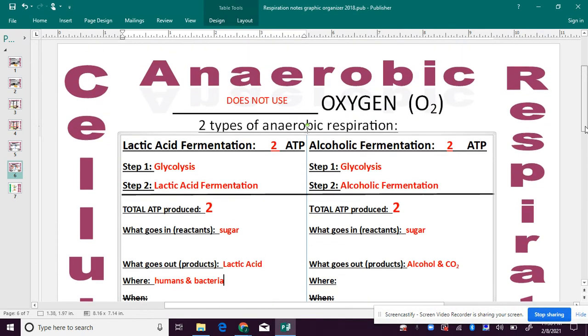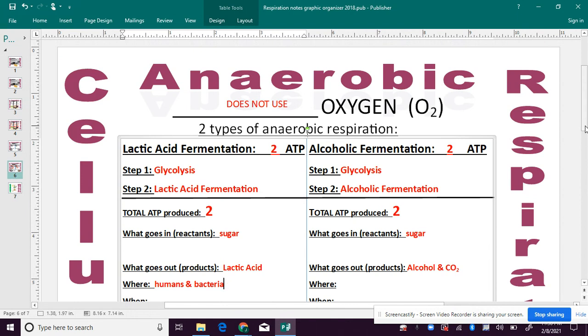Today we're going to do part 3 of your cellular respiration notes. And today we're going to start with anaerobic respiration. So anaerobic respiration is the opposite of aerobic respiration.